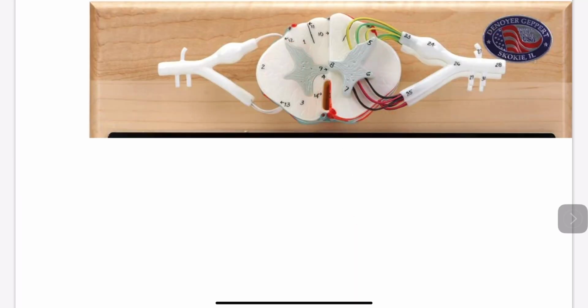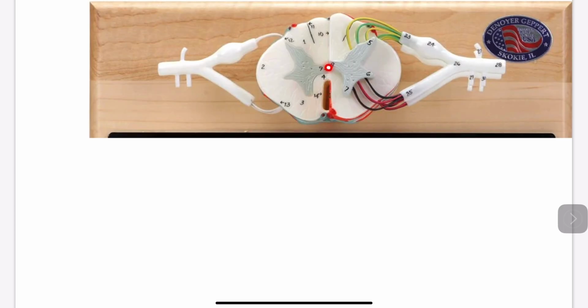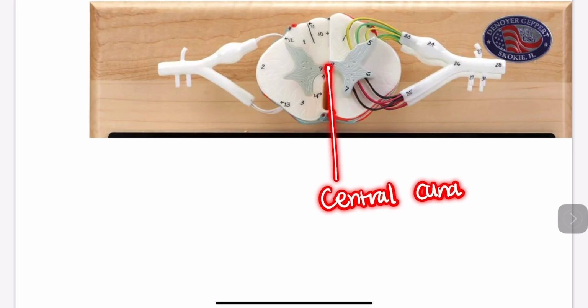And then right down the middle we have this specific region here on the gray matter, which is called the gray commissure. So 2 S's, sorry. And then we also have this little canal here that number 9 is pointing at, which you can't really see, but it's a little opening. There's going to be your central canal.